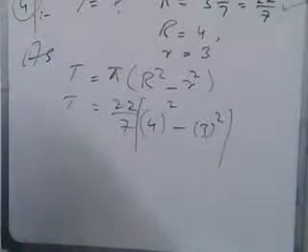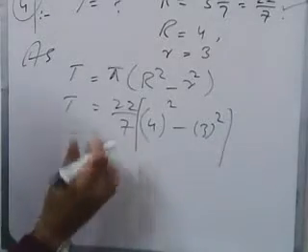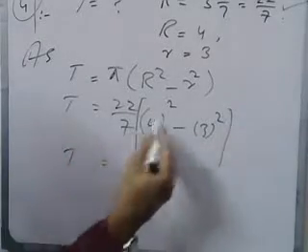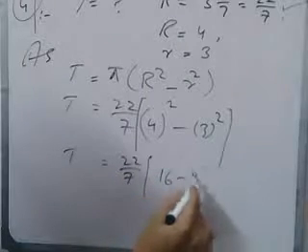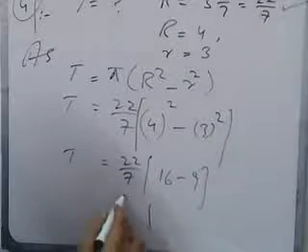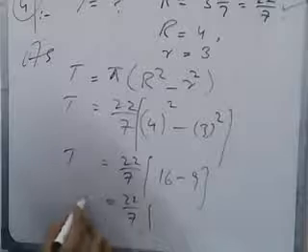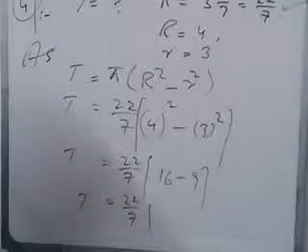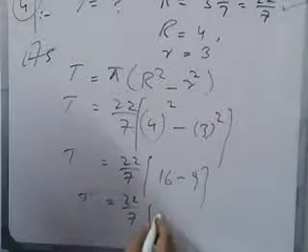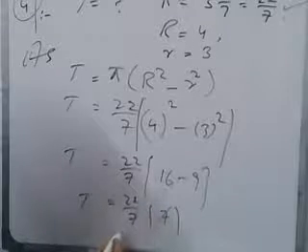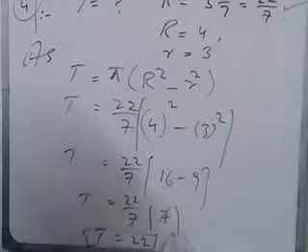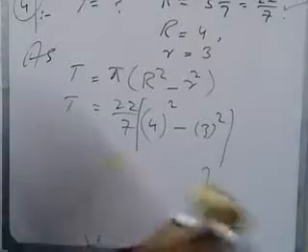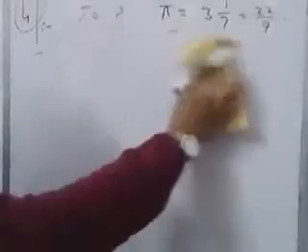When we use a small bracket, then you have to use a capital bracket to distinguish this term from this one. So that's why you can simplify it. That is 22 by 7, 4 4s are 16, minus 9, you will get 22 by 7 times 16 minus 9, you will get 7. So 7 will be cancelled with this one. The value is T is equal to 22. So here is the result.